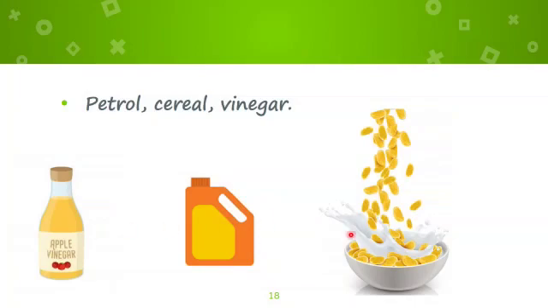Here is petrol, cereal, and vinegar. Talking about their compositions, petrol is a mixture of hydrocarbons such as heptanes, octanes, and various additives. When we talk about cereal, which we usually have daily at breakfast, it's a mixture of milk and different grains. It can be oats, whatever you like. And vinegar is a mixture of water and acetic acid.